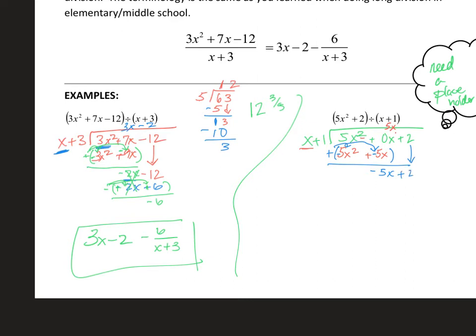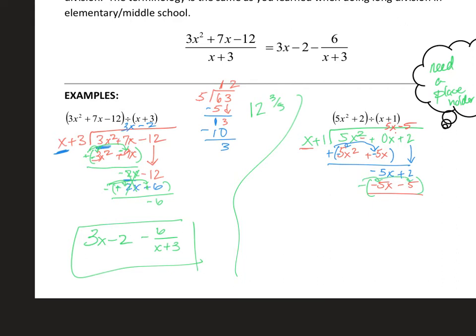Okay, and now I'm just going to do the exact same thing. I'm going to ask myself, what do I need to multiply x by to get to negative 5x? And that, my friends, would be negative 5. Okay, and negative 5 times x is negative 5x. Negative 5 times 1 is negative 5. Okay, again, I'm going to subtract.